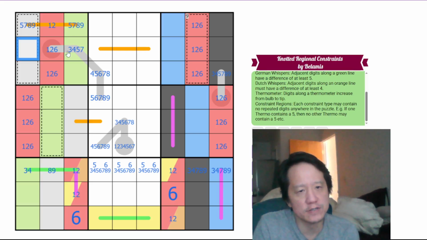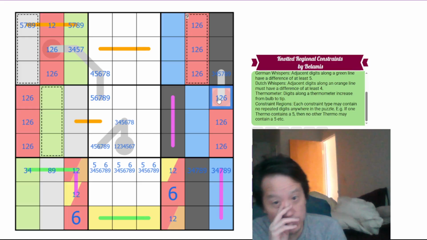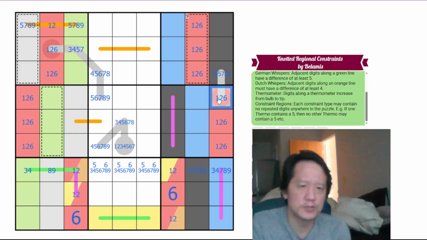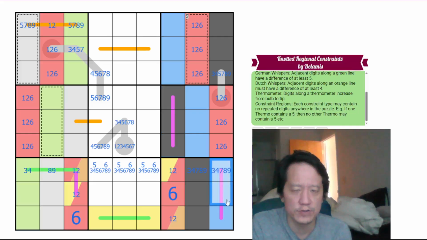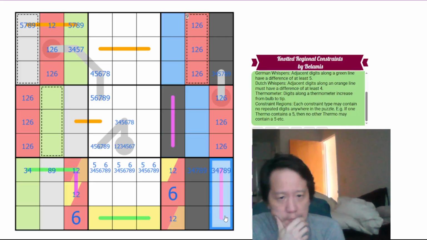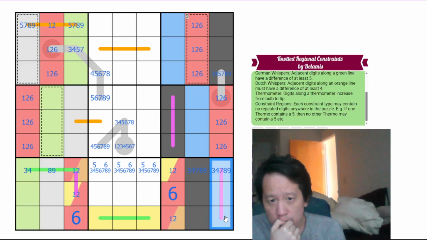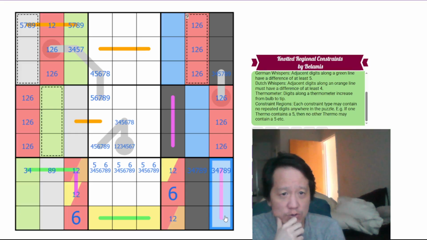If this is 6, this would have to be guaranteed 7, 8, and 9. So this would be 1 or 2. This would be 1 or 2. This would have to be a 3, 4, 5. So this would be a 3, 4, 5 triplet. This would be 7, 8, and 9 then. Yeah, seems feasible.